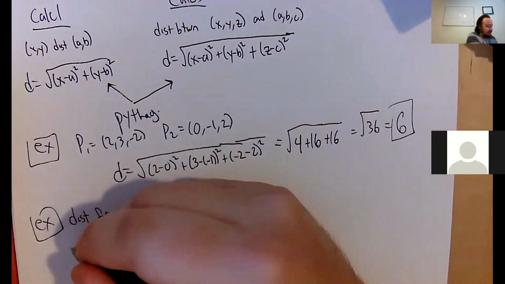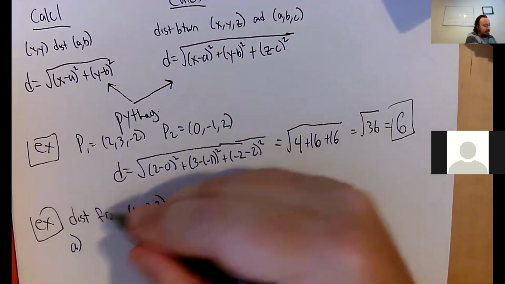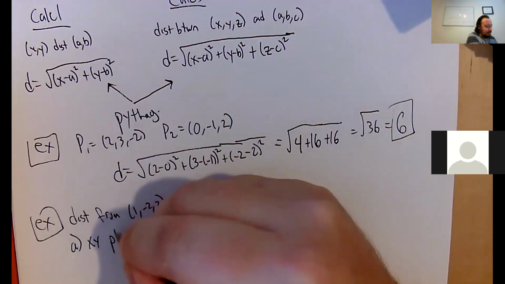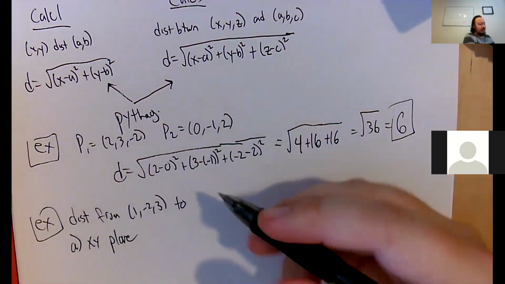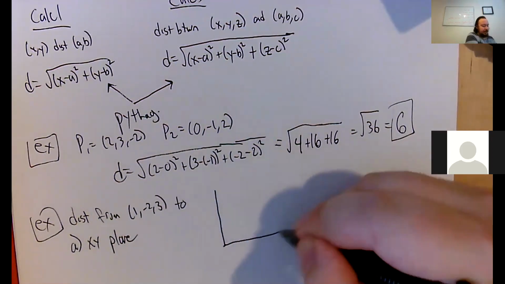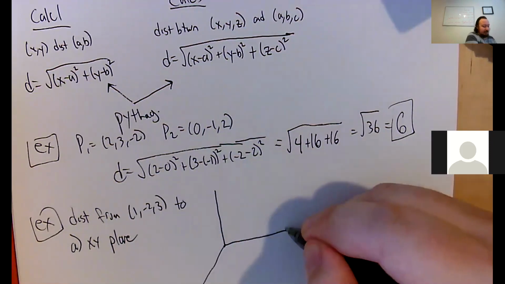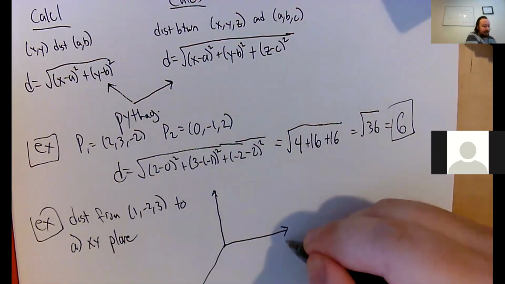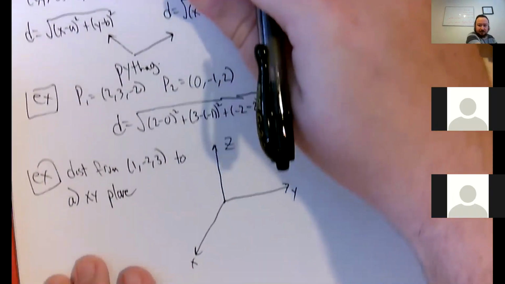All right, so anyways, I want to go over these examples here. So I want to find the distance from this to the xy plane. Now you might be thinking, okay, let's draw the picture here. So let's see. So we have x, y, and z.